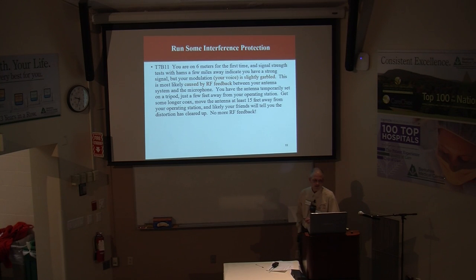You're on 6 meters for the first time, and the signal strength tests with hams a few miles away indicate that you're having a strong signal, but your modulation, the voice, is slightly garbled. This is most likely because of RF feedback between your antenna system and the microphone. You have the antenna temporarily set up on a tripod just a few feet away from an operating station. Get some longer coax. Move the antenna about 15 feet away from your operating station. And likely your friends will be able to tell you that your distortion is cleared up. No more RF feedback.